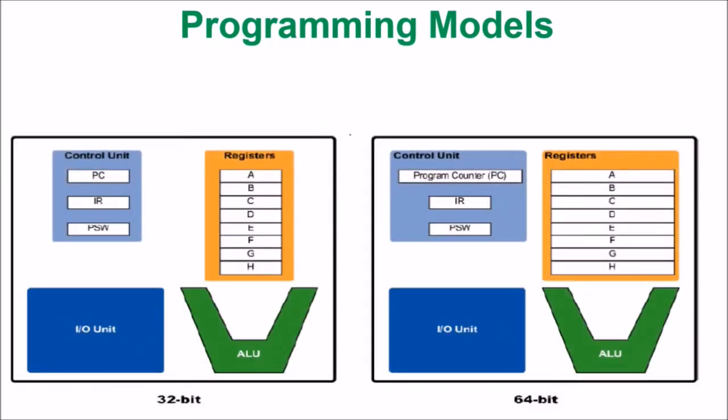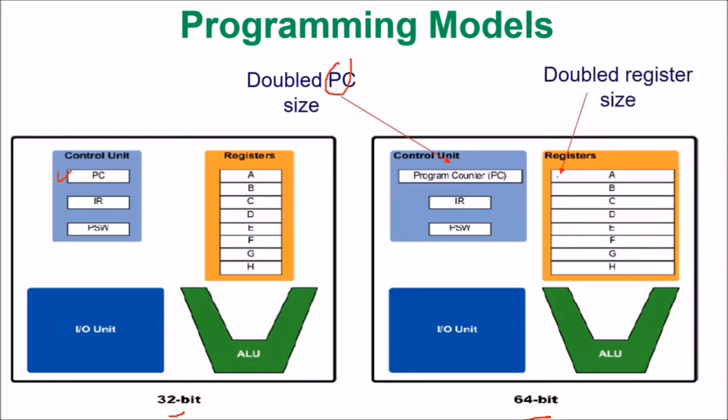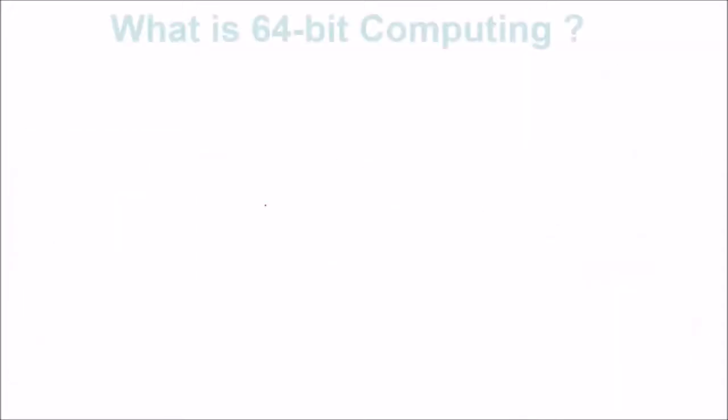In the programming models, this is your 32-bit, this is your 64-bit, and by the size of these two figures, you can estimate that the size is double. Of course, the PC, program counter, also takes double the size. These are the double register sizes.